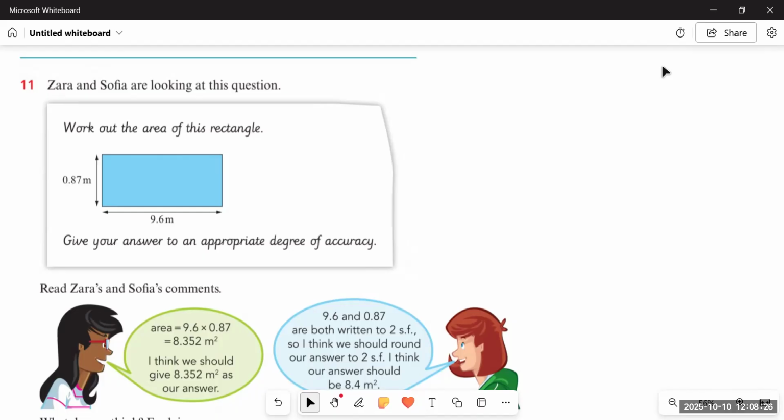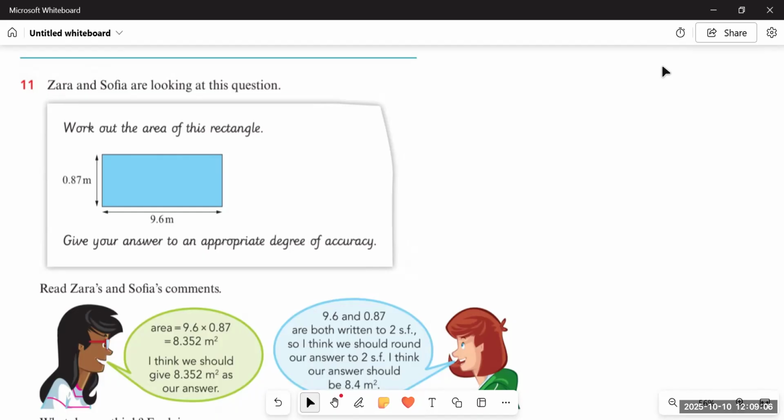She has calculated it correctly because when we have to calculate the area, we multiply the length with the breadth. So she did it the same way. And then Zara says, I think we should give 8.352 meter square as our answer. And Sophia says 9.6 and 0.87 are both written to two significant figures. Yes, correct. 9.6 has two significant figures, 9 and 6, and 0.87 also has two significant figures. So I think we should round our answer to two significant figures. I think our answer should be 8.4.